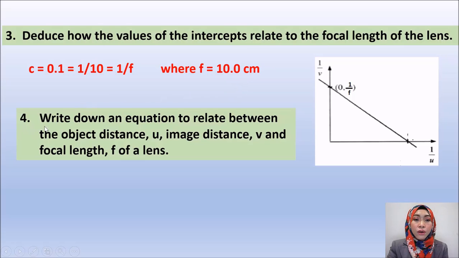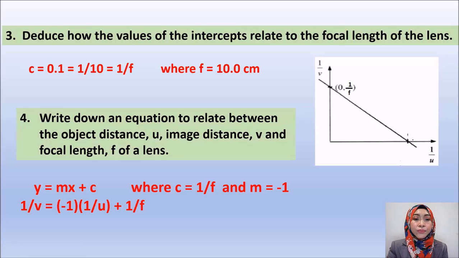Then number 4, write down an equation to relate the object distance u, image distance v, and focal length f of a lens. In order to obtain the equation, we are going to use the equation of a straight line, y = mx + c, where you substitute c = 1/f and the gradient = -1. Then you will get the thin lens formula: 1/f = 1/u + 1/v.